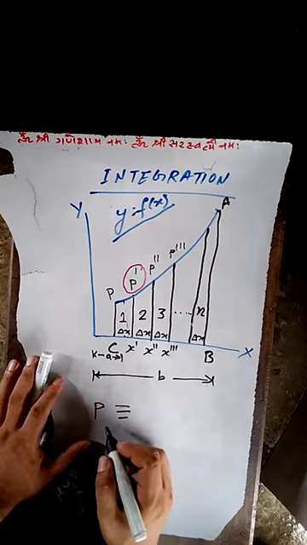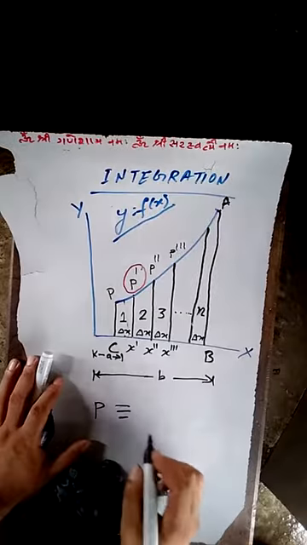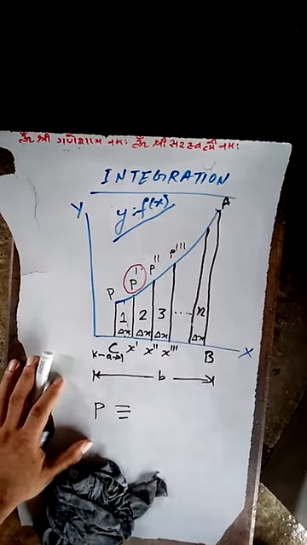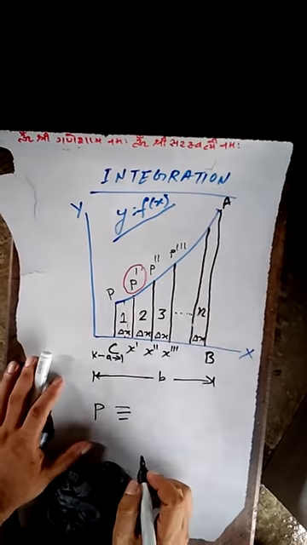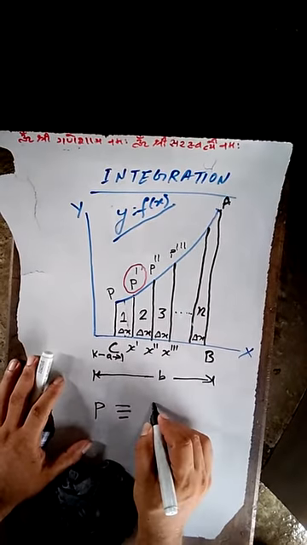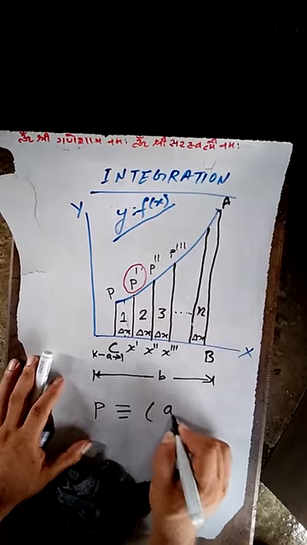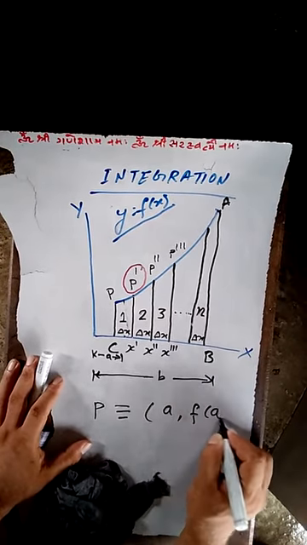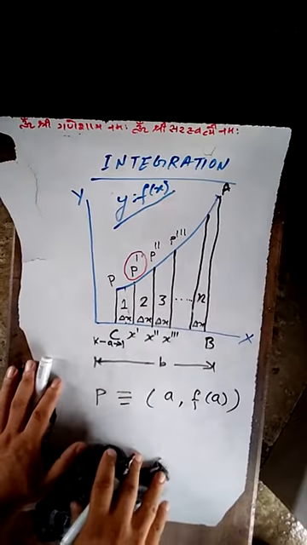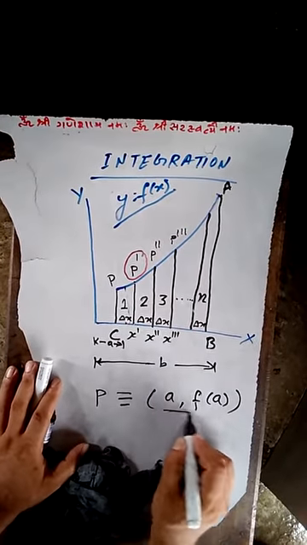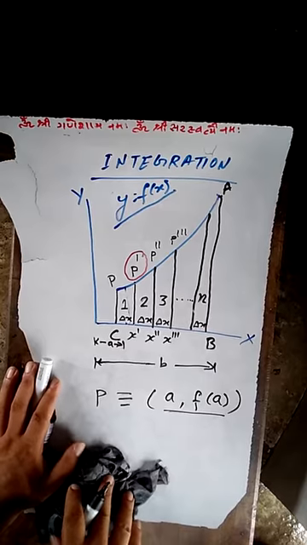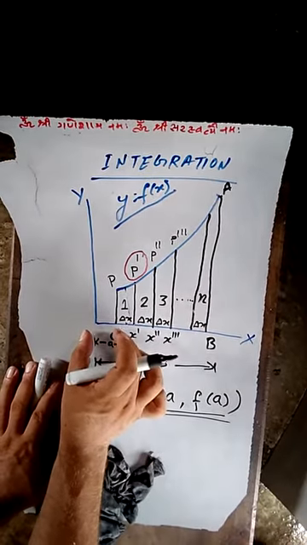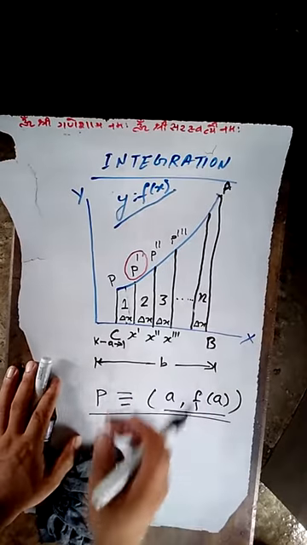This distance is your p. This cp will be what? Fa. How? So its coordinate will be a and fa. How will its coordinate be? This distance is your a, and this distance is your fa.